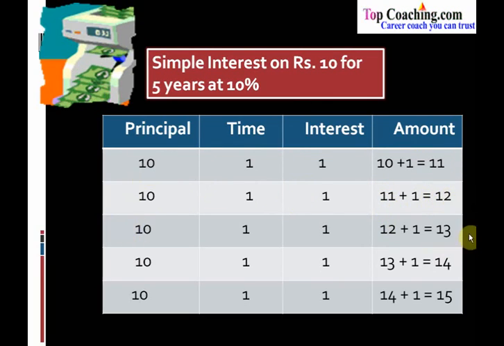For the third year, the amount becomes 13 rupees. For the fourth year, 14 rupees. And for the fifth year, 15 rupees. Thus in this example, we see that the principal remains the same and the interest every year also remains the same, which is 1 rupee. So the total interest is 1 plus 1 plus 1 plus 1 plus 1, equal to 5 rupees. So total interest earned after 5 years is 5 rupees and the total amount becomes 15 rupees. Here we have taken the principal as 10 rupees, rate of interest as 10% and total number of years equal to 5.